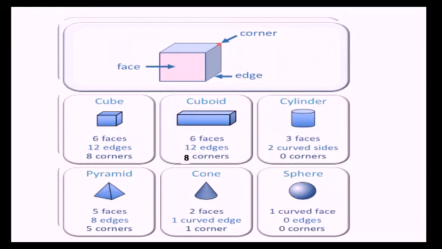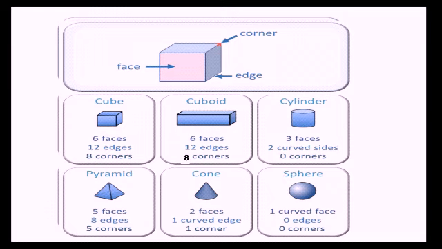Next, pyramid. A pyramid is a shape with a single base. It has a base and the other faces are triangles, and a pyramid is named according to the shape of the base. From the picture, we can easily understand that it is a square pyramid which has 5 faces, 8 edges and 5 corners.